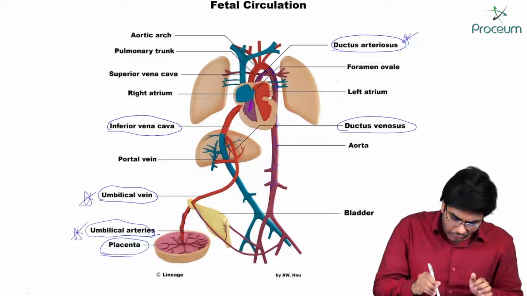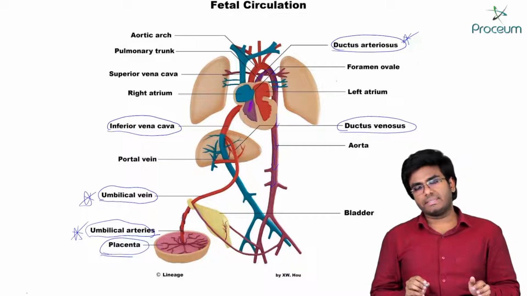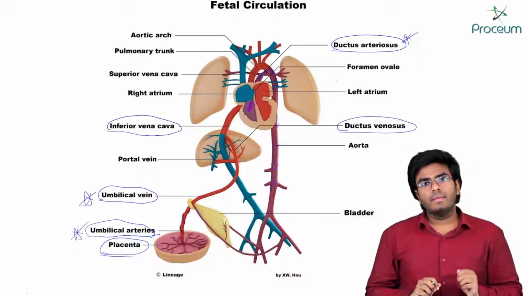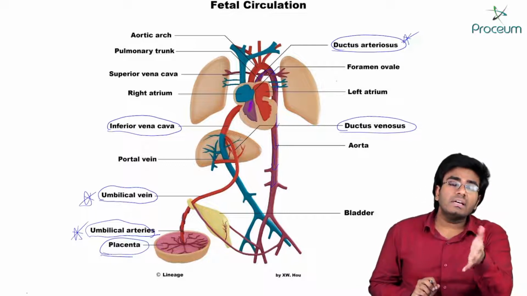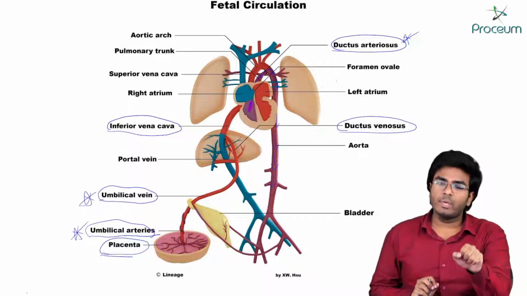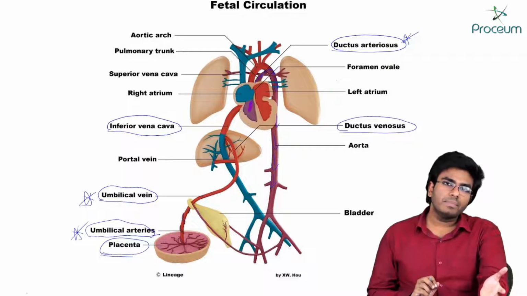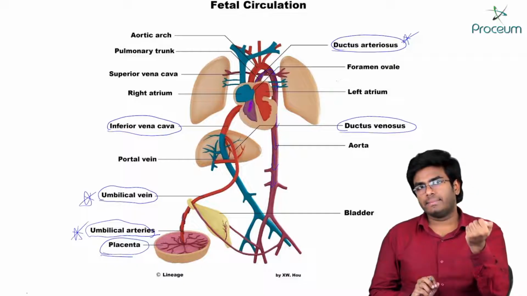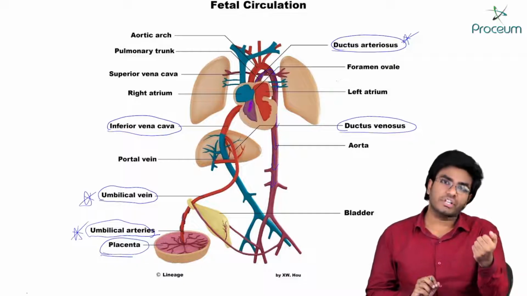Now guys, I want you to remember some important points here. After the delivery of the baby, the circulation will change. Why? Because we no longer have the placenta, so we no longer need the umbilical arteries and vein. So what happens to these embryological structures?